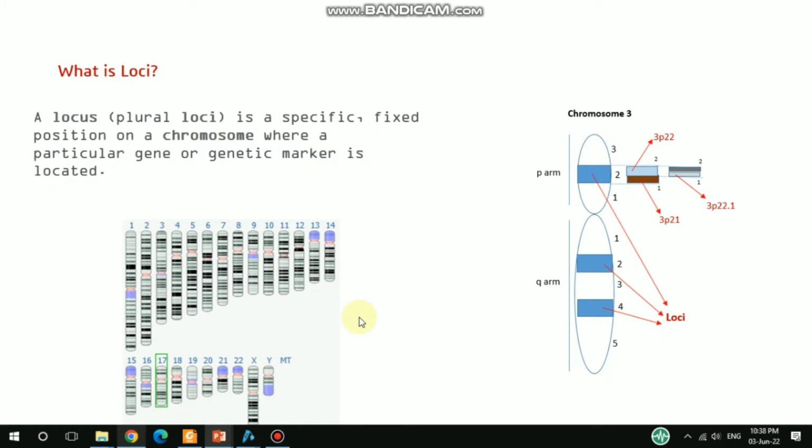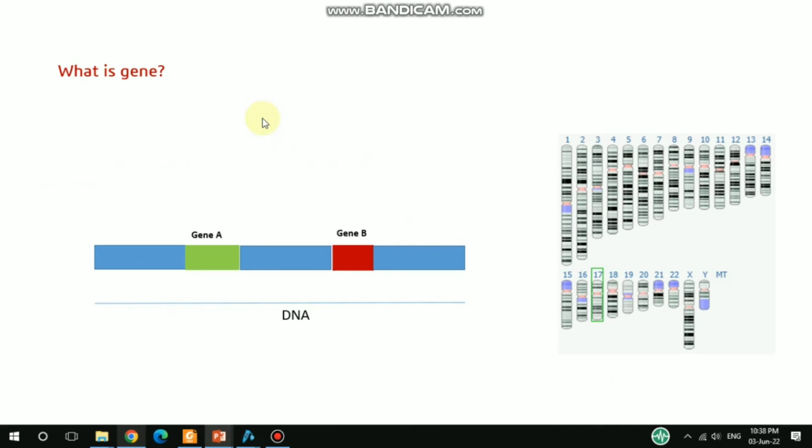Here, as you see, this chromosome contains a lot of loci. These loci are where genes are located. And then, what is a gene?